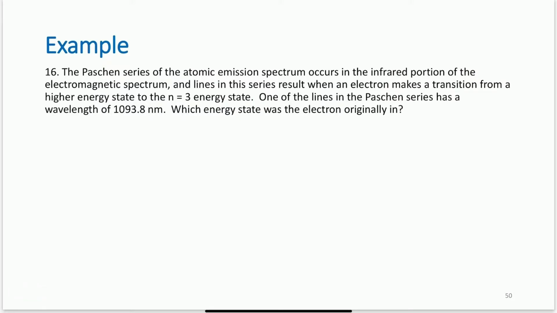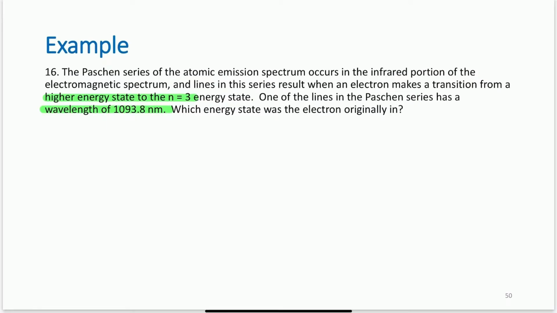Okay, the Paschen series of the atomic emission spectrum occurs in the infrared portion of the electromagnetic spectrum. Lines in this series result when an electron makes a transition from a higher energy state to the n=3 energy state. One of the lines in this series has a wavelength of 1093.8 nanometers. Which energy state was the electron originally in? So, higher energy to n=3. And I've got a wavelength of 1093.8 nanometers. And I want to know where this thing came from.